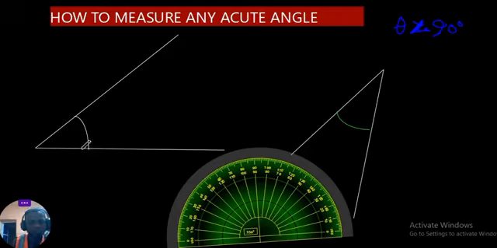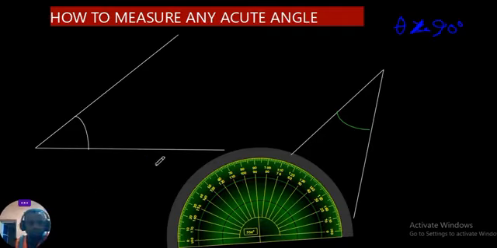First of all, the first step in measuring any angle is to decide what I call the baseline. You can either use this as our baseline or you can use this as our baseline. But it's always preferable to use the line which is more horizontal as our baseline. So having known that, let's use this as our baseline.